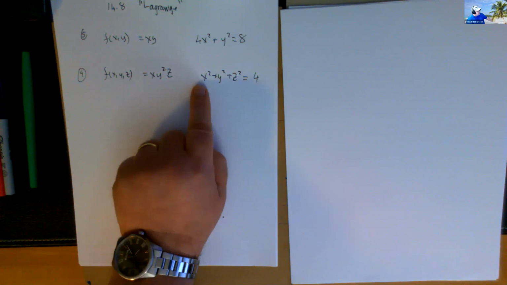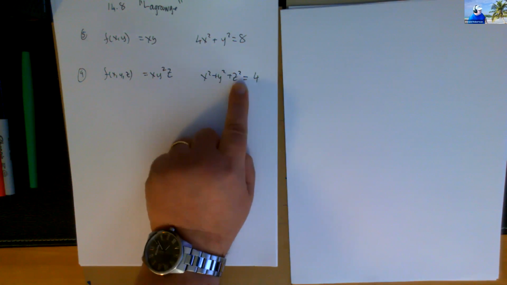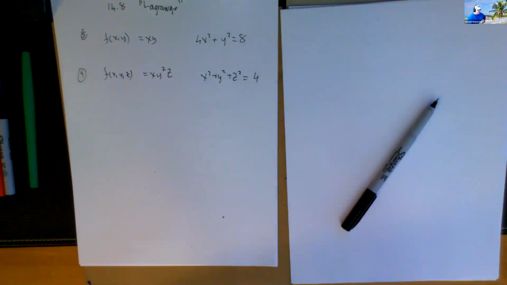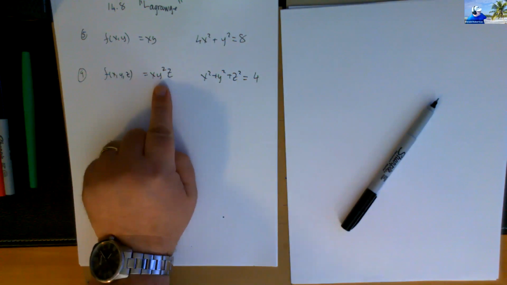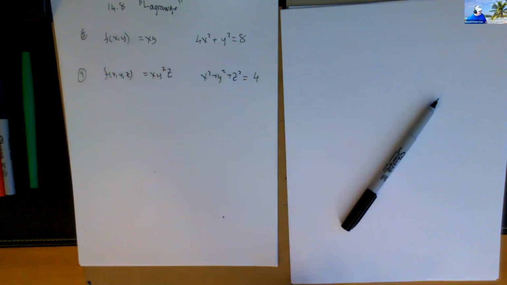So I want you to imagine that you took all the points on a sphere with this equation. So what would that look like? Imagine a sphere radius 2, and you're looking at only the surface. And only those points, you were trying to find what's the maximum value of x, y squared, z, and what's the minimum value of x, y squared, z.